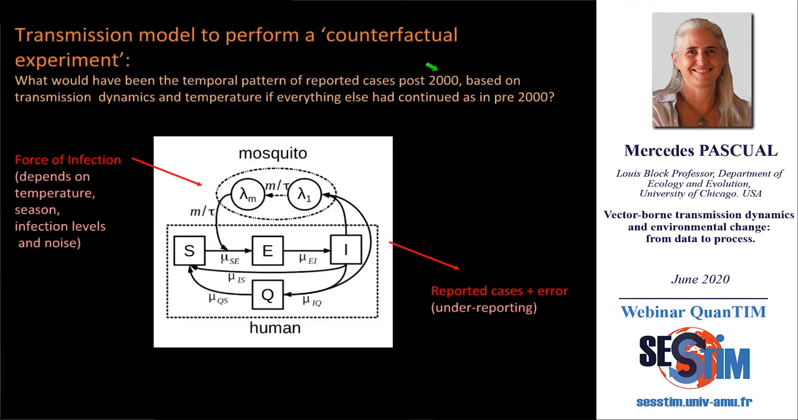We can only do this with a model because we want to isolate the epidemiology and the role of temperature, which we could not do with any analysis of the time series that is just phenomenological. So for this, we use a mathematical model, sketched here in a diagram. This is a model that I'll describe in more detail later in the second part of the talk.